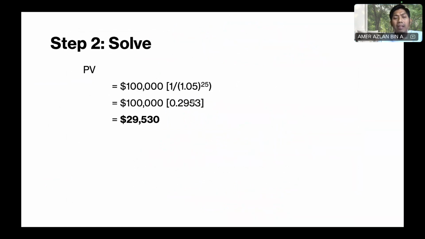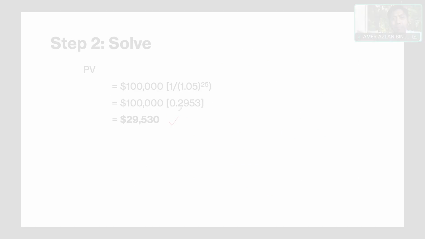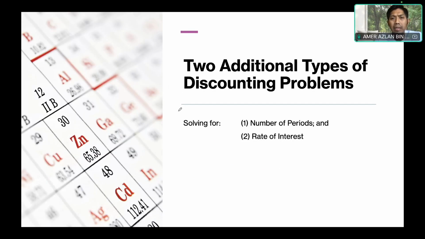Right? That's the value today. And that's how you calculate a present value of a single sum. Now, in time value of money, there are times where we want to calculate the number of periods and the rate of interest.